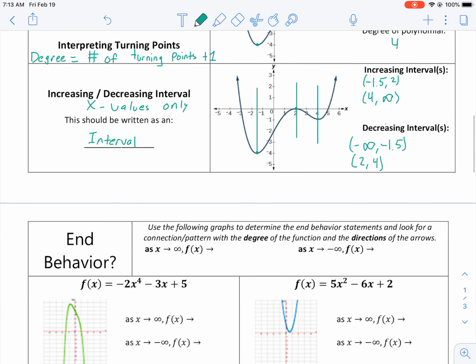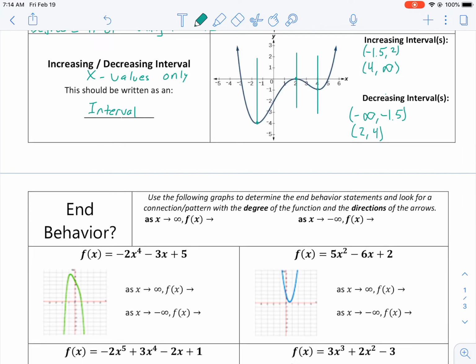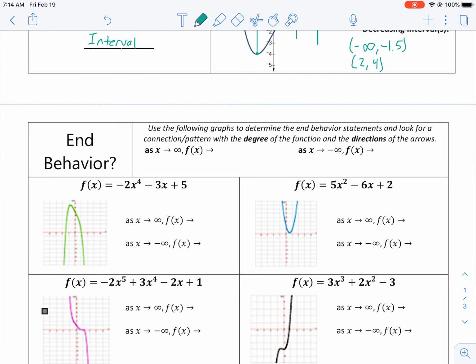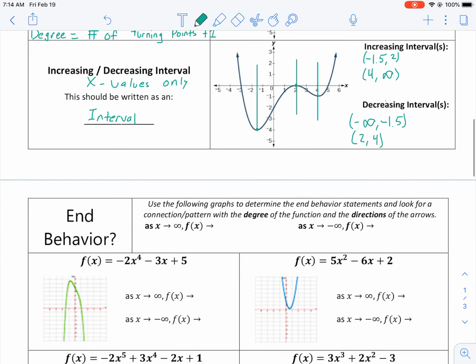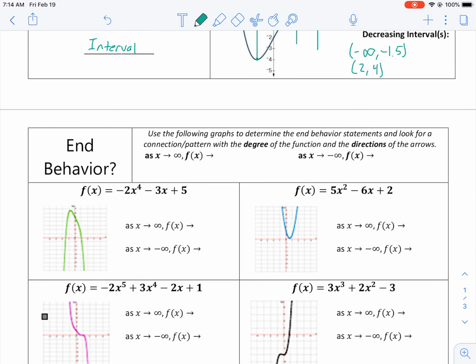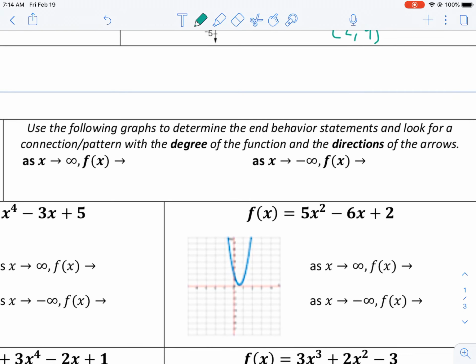And so the last thing that we're going to talk about is the end behavior. Now we kind of talked about this in the beginning with the even or odd degree. This is basically what happens on the far left and what happens on the far right. Does it go up or does it go down? Basically, where are the arrows going? So that's kind of what this is saying.